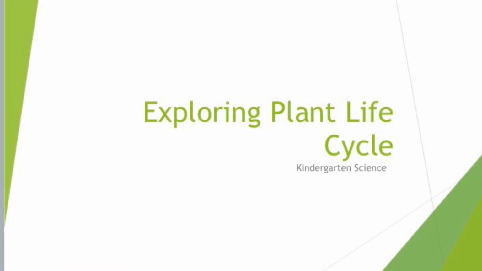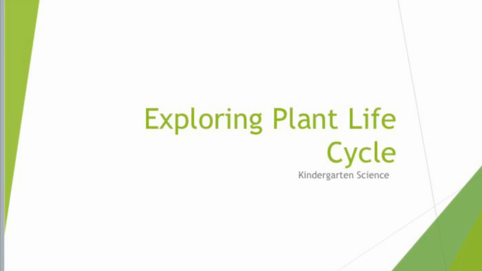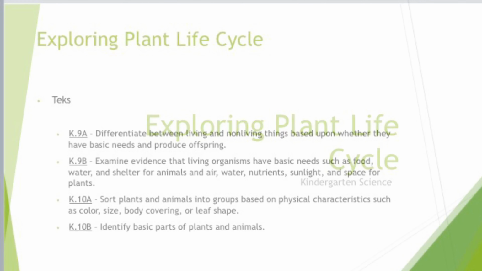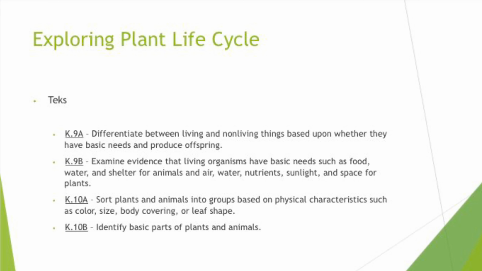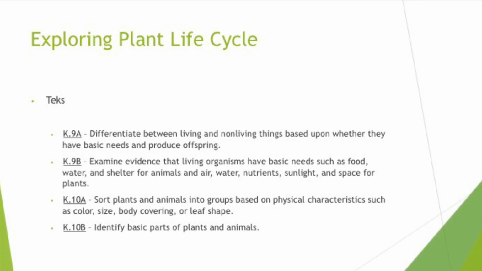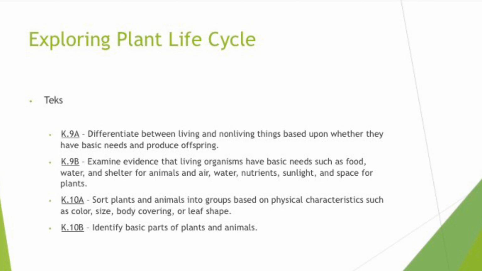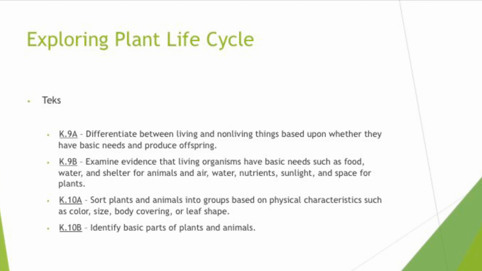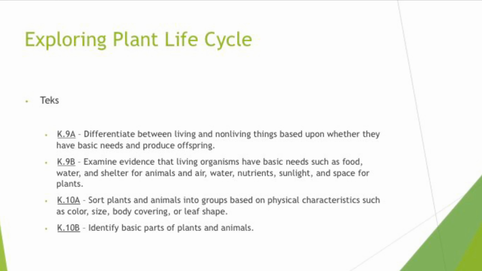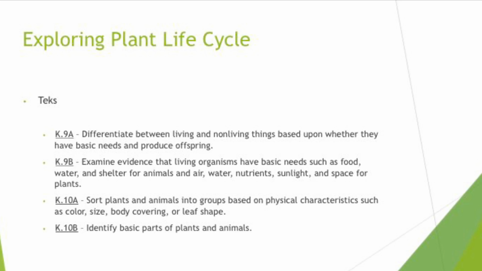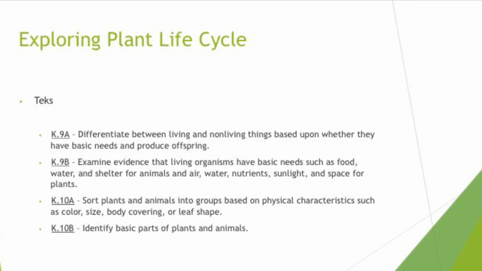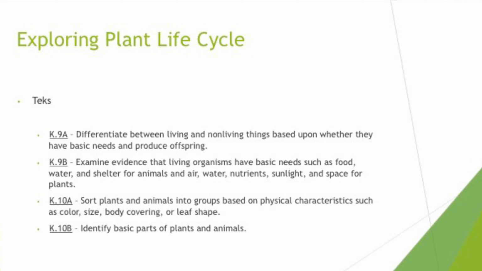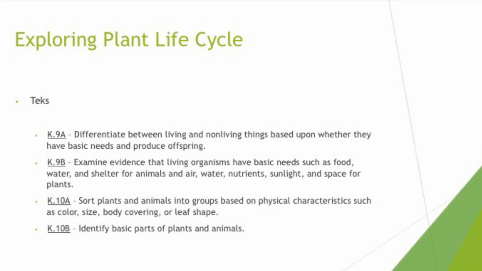This week we will be learning about exploring plant life cycle. Exploring plant life cycle comes from text K.9a, K.9b, K.10a, and K.10b. K.9a states differentiate between living and non-living things based upon whether they have basic needs and produce offspring.